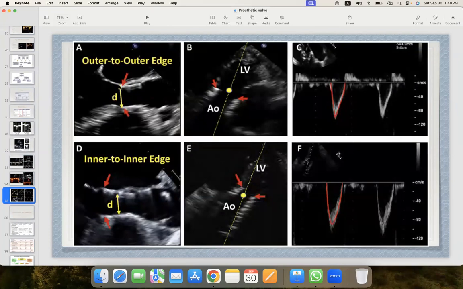The way that we do it for TAVI, we go outer to outer, from the outer edge of the valve all the way to the outer edge of the valve. And if the patient has a too deep valve, then you have to measure it from inner to inner edge. And when you measure the LVOT VTI, for example, if you measure it outer to outer, make sure that you put the cursor before the valve when you measure the VTI of the LVOT with the pulse wave. But if you measure it inner to inner, as you see here, the valve is too deep. So if you are trying to measure the valve here, you cannot, because it will be too big.